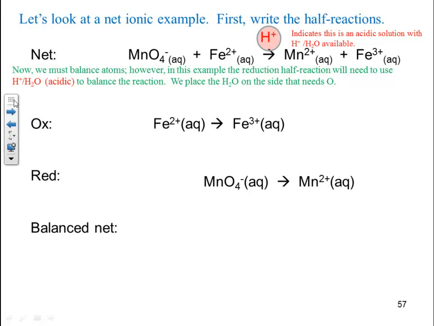Now we must balance atoms. However, in this example, the reduction half reaction will need to use the H+ and water, the acidic part, to balance the reaction. I will place the water on the side that needs the oxygen. You see that I have 4 oxygens on my reactant side and none on my product side. So I will end up putting water on the side of my product. Now, how many waters? Well, since I need 4 oxygens, that tells me that I'm going to need 4 waters.